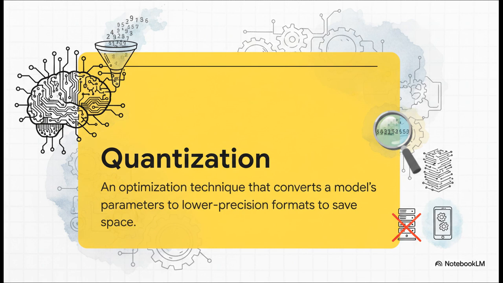Next is a technique called quantization. The simplest way to think about this is like compressing a huge, high-resolution photo into a smaller JPEG file. It takes all the super precise numbers that make up the model's brain and just rounds them off to simpler, smaller numbers. You lose a tiny bit of precision, but the model becomes dramatically smaller and faster.